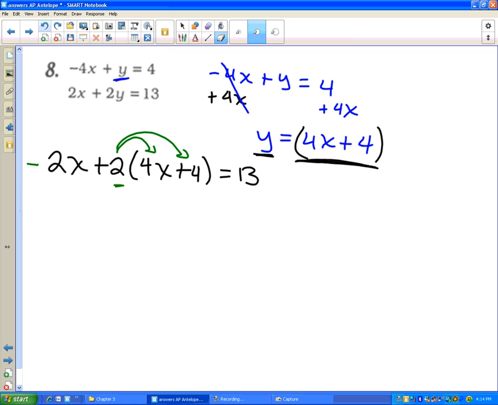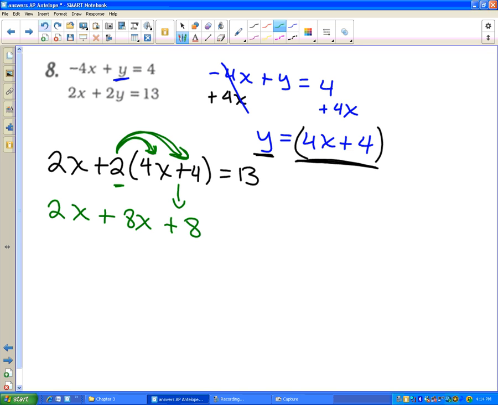So my problem now looks like 2x plus 2 times 4x is 8x plus 2 times 4 is 8 is equal to 13. Combine like terms. 2x plus 8x is 10x plus 8 is equal to 13.